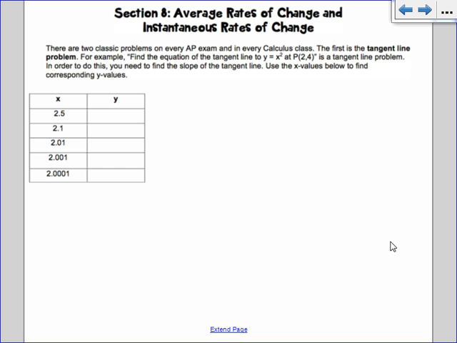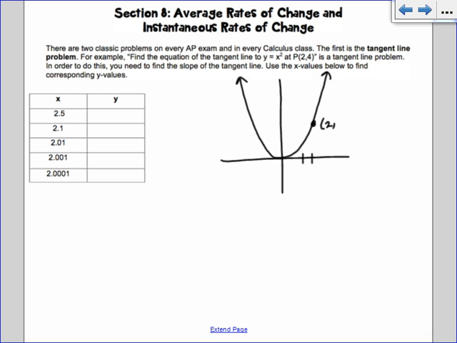All right, so the first classic problem said something like find the equation of the tangent line to y equals x squared at the point P, which is 2, 4. So here's what I'm asking for you guys to do. So basically you have y equals x squared. And we know that at x equals 2 we have the point 2, 4.